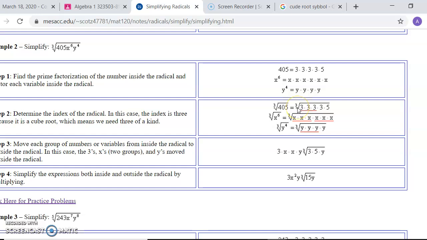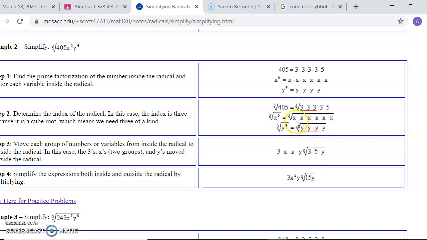So if you have this here, notice how they broke this down: 3 times 3 times 3 times 5. You have 3 of these, and 3 of these. Now you can break this down. So this is 3 times 3 times 3. 3 times 3 is 9, times 3 is 27. The cube root of 27 is 3. And that's what you find over here. And you can't do anything with this, so that goes under the radical.